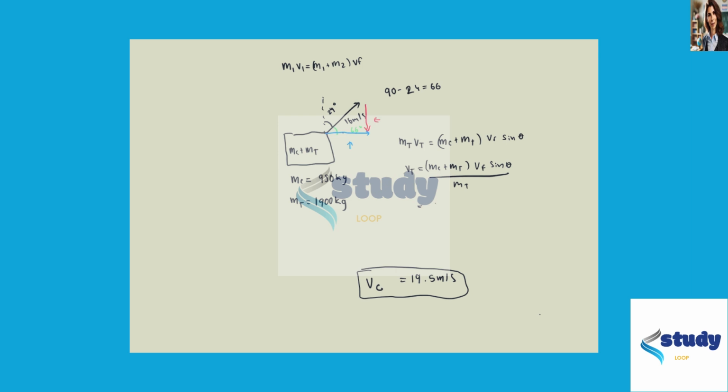So now let's plug in our numbers: 950 plus 1,900, times 16, sine 66, all divided by 1,900. And if I plug that into my calculator, I get 21.9 meters per second. So that means the velocity of the car initially was 19.5 meters per second, and the velocity of the truck was 21.9 meters per second initially.